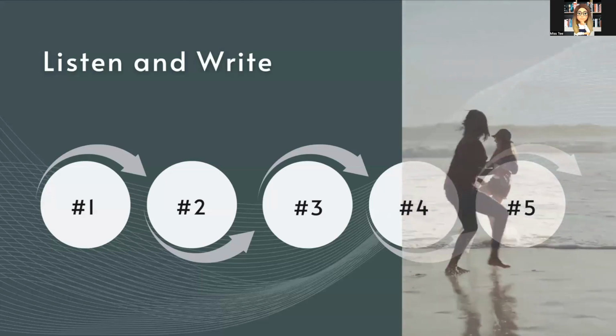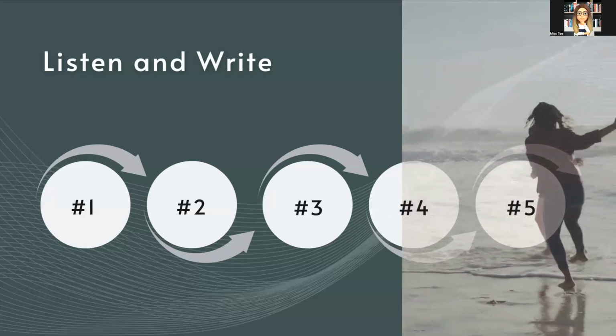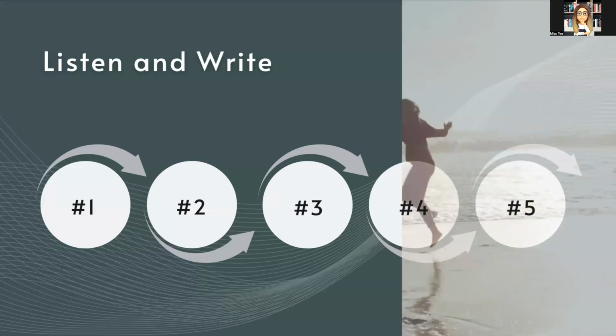Number 5. As she navigated new challenges, the mentorship she received was invaluable.